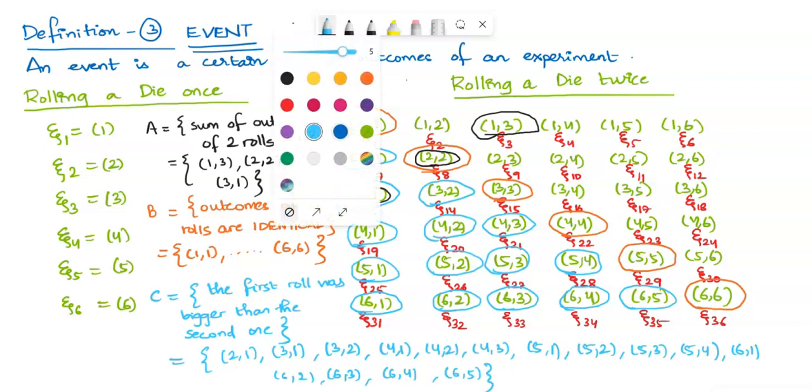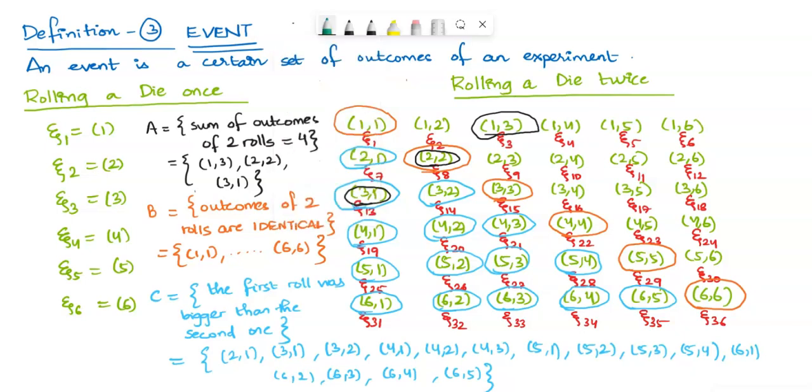So as a whole, we have 3 possible outcomes satisfying event A, we have 6 possible outcomes satisfying event B, and we have 15 possible outcomes satisfying event C. So this concludes the explanation for what an event is.